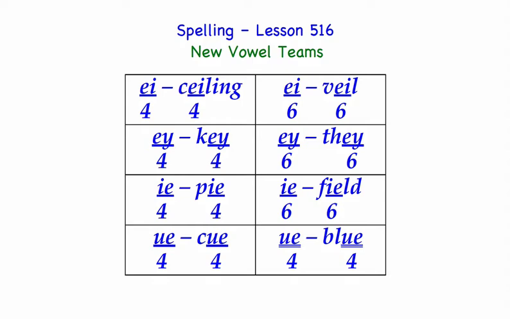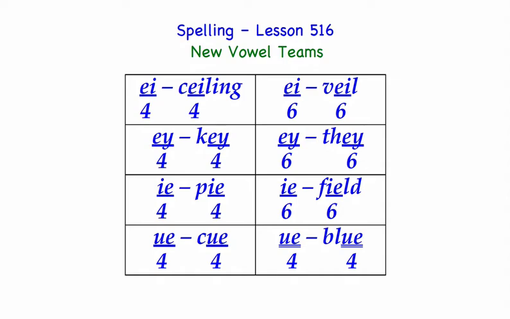EY is the same. We have two sounds EY can represent. We've already learned EY can represent the long E sound, as in key. When it does that, you would underline EY and put a 4 under it. But if you look at the word they, T-H-E-Y, in that word, EY is representing the long A sound. So there you would underline EY and put a 6 under the EY team. So again, you have to look at the word and on a case-by-case basis determine whether a vowel team is vowel group 4 or vowel group 6.